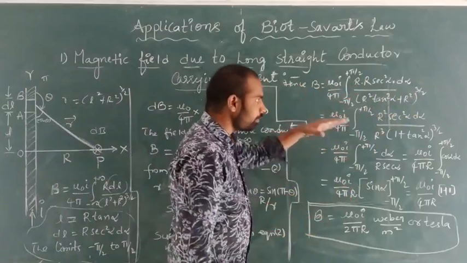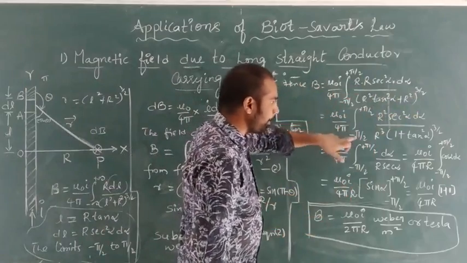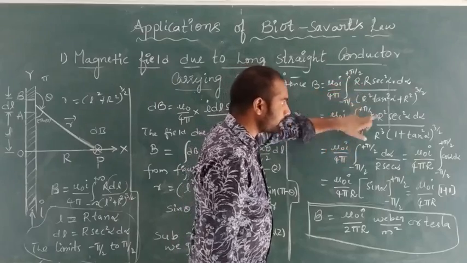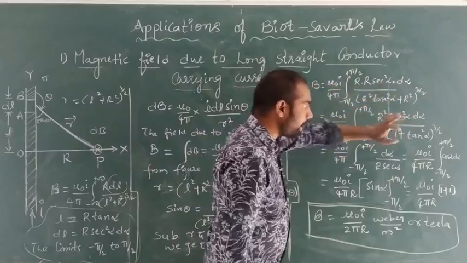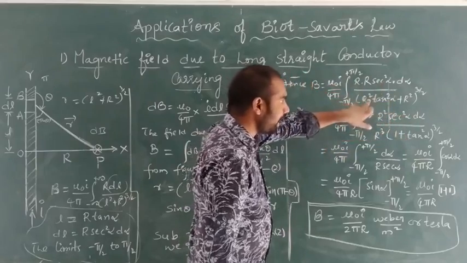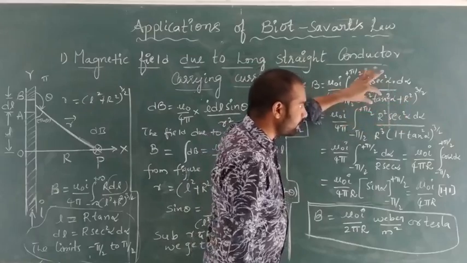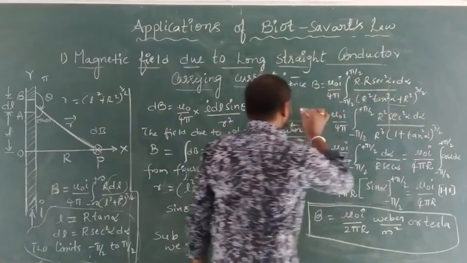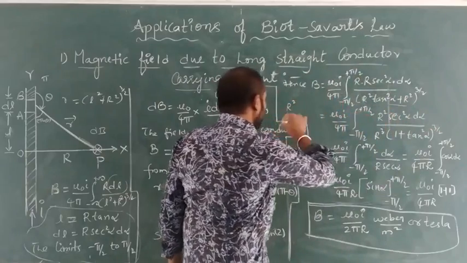Now mu naught I by 4 pi, minus pi by 2 to plus pi by 2, same limits, R into R square secant square d alpha. Here R square and R square are there. Just take common from the bracket, nothing but R square taken outside.